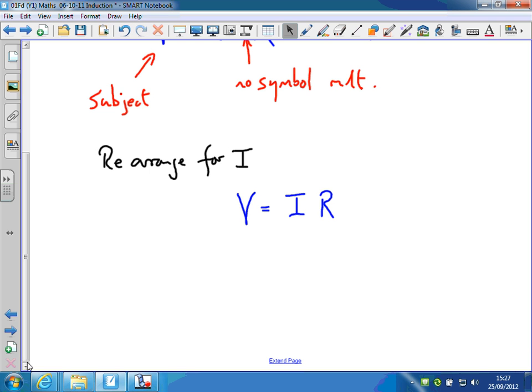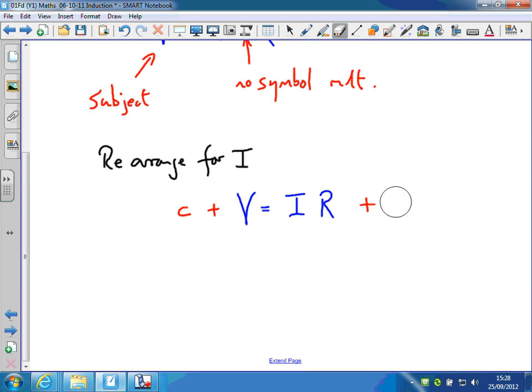I want to make I the subject. That means I want I on its own. I want this to be just I. So I want to get rid of the R. I want to get rid of what else is on the right-hand side of this formula. So what I do is I use the fact that because of this equals sign here, it means the left-hand side equals the right-hand side. And it's true that I can add anything I like to that side so long as I add it to the other side. Whatever I do to one I must do to the other to keep it balanced effectively.